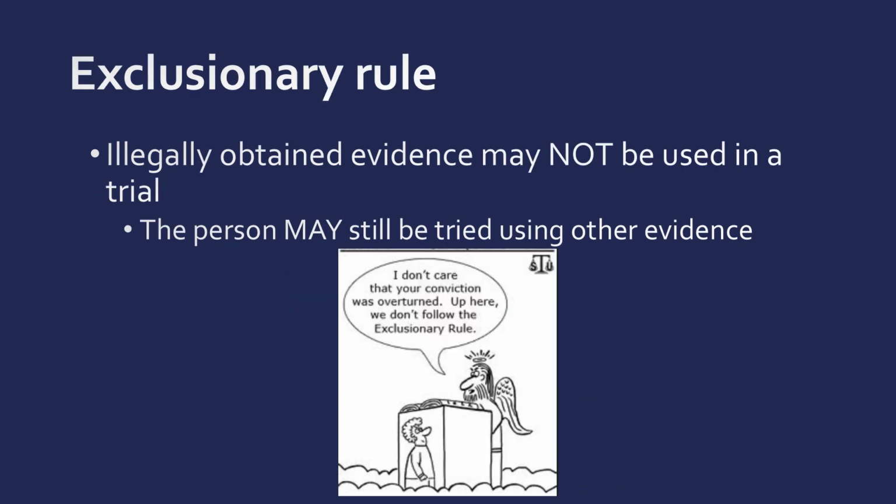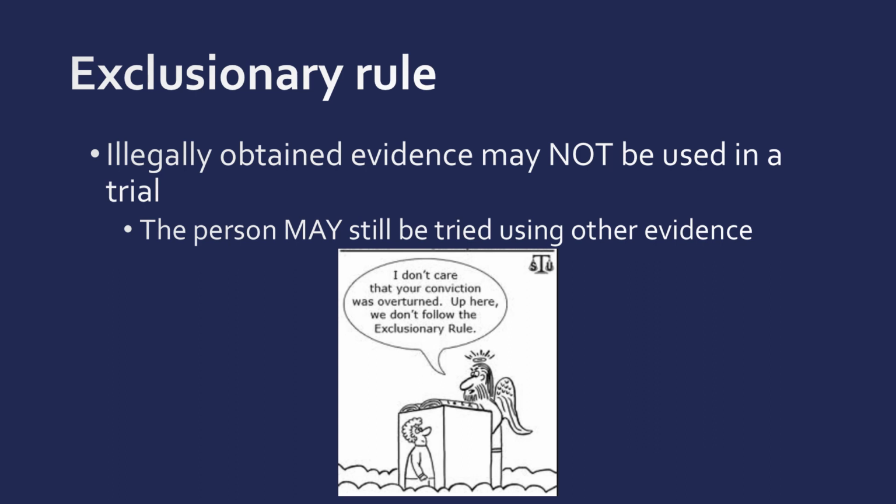So what happens if they find evidence against you in an unreasonable, illegal way, and it shows that you may have actually committed the crime? Well, that illegally obtained evidence may not be used against you in trial, and this is known as the exclusionary rule. So illegally obtained evidence cannot be used against you in trial. They would refer to that evidence as fruit of the poisonous tree. So because that search was illegal, they can't use that evidence against you.